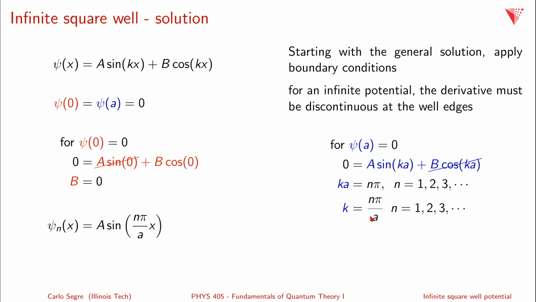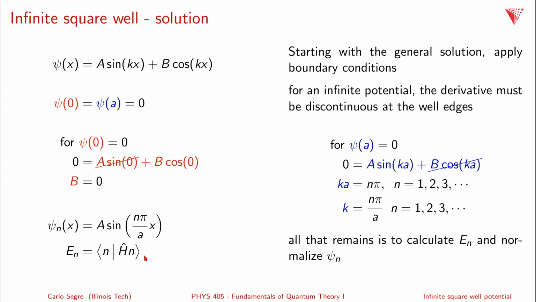So the wave function turns out to be psi sub n of x equals A times the sine of n pi over a x. And the energy of this nth state is going to be the expectation value of the Hamiltonian, where now we've defined this bra n and ket n as psi sub n, the nth wave function. It's even more of a shorthand. So all that remains now to solve the problem is to calculate E sub n and normalize psi of n. And we're going to do that next.